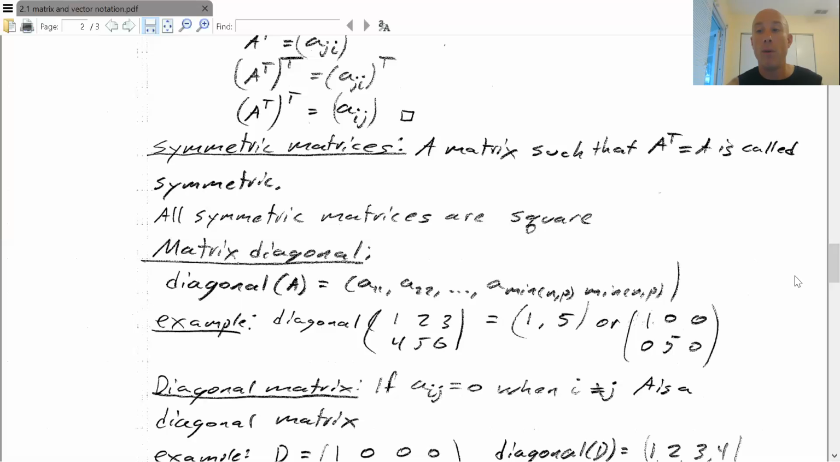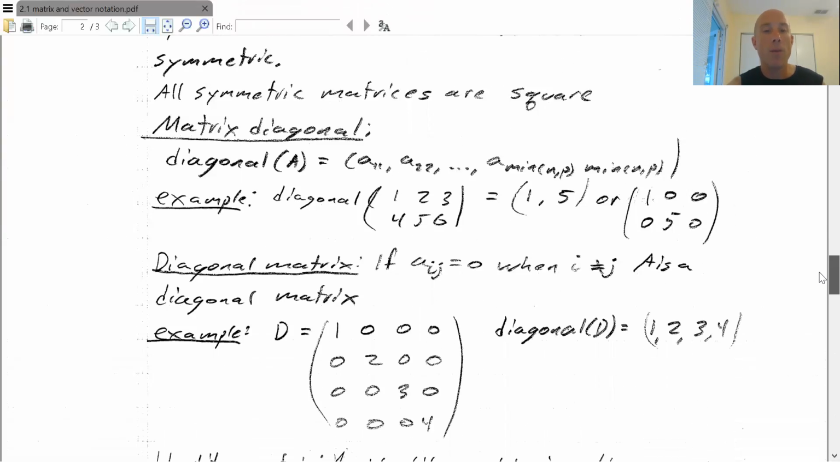This is one of the things that will trip up a lot of students, not knowing that the context for the word really matters. Now, another important concept is a diagonal matrix.